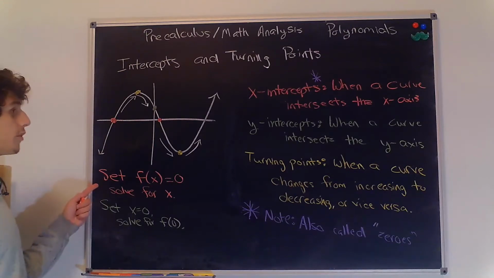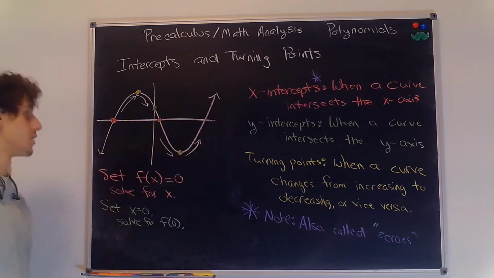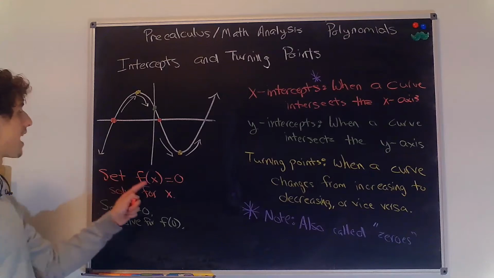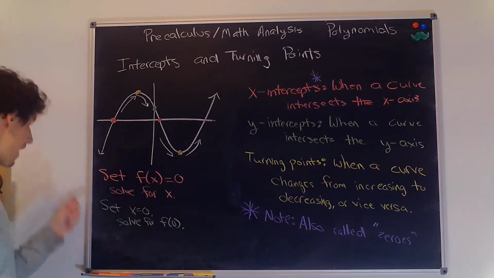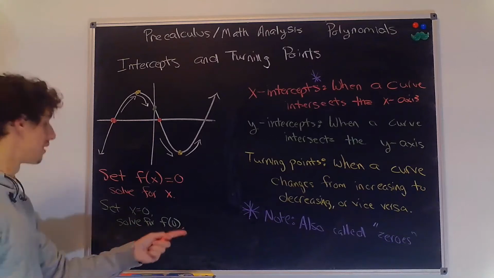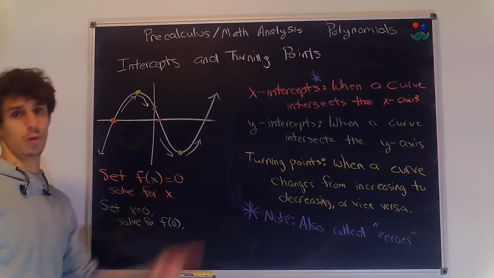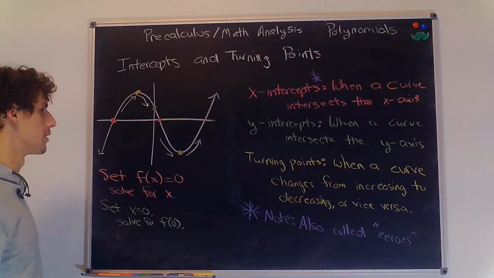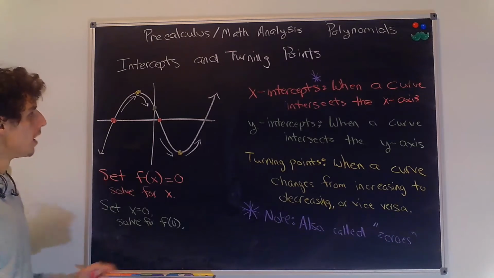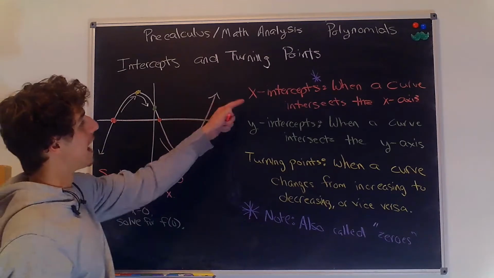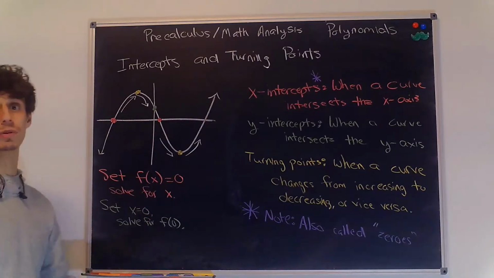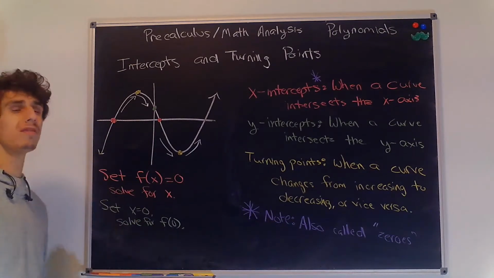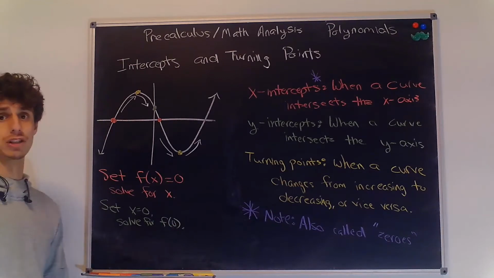And I just want to point out that we can really easily find x and y intercepts by setting f of x equal to 0 and solving for x. That gives us the x-intercepts. And then setting x equal to 0 and solving for f of 0 gives us the y-intercepts, or one y-intercept in this case. I also wanted to note that the x-intercepts are also called zeros of a polynomial function because we're setting the function equal to 0 to find them. Okay, let's do a couple of examples of finding zeros and y-intercepts of functions.